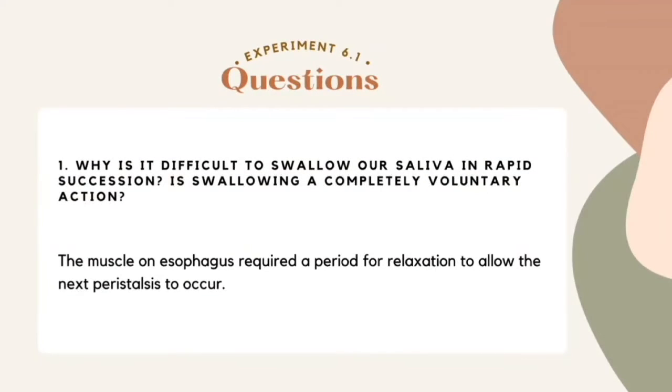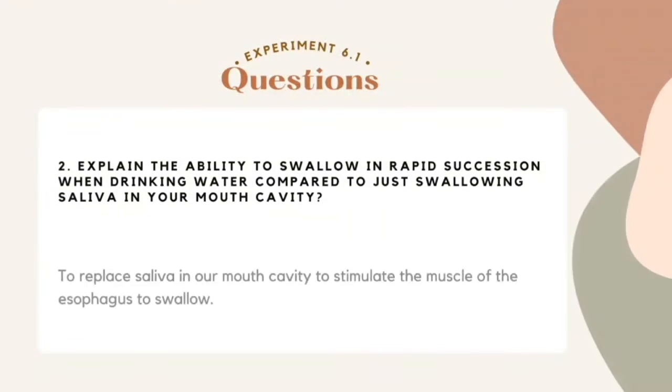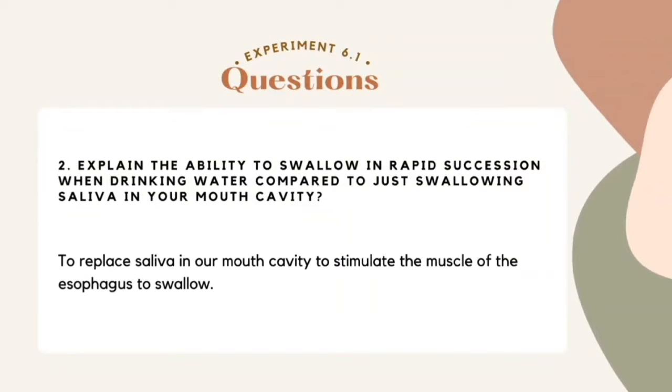Alright, so let's move to the questions for experiment 6.1. Why is it difficult to swallow our saliva in rapid succession? Is swallowing a completely voluntary action? The answer is, the muscle of the esophagus requires a period for relaxation to allow the next peristalsis to occur. The second question is, explain the ability to swallow in rapid succession when drinking water compared to just swallowing saliva in your mouth cavity. It is to replace the saliva in our mouth cavity to stimulate the muscle of the esophagus to swallow.